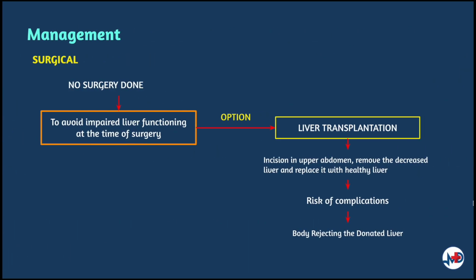People with acute hepatitis or decompensated cirrhosis as well as acute liver failure shouldn't undergo surgery. This makes sense because one wouldn't want the patient to have severely impaired liver functioning at the time of surgery. Liver transplantation is considered a major surgery, and there is a risk of complications which include one's body rejecting the donated liver.